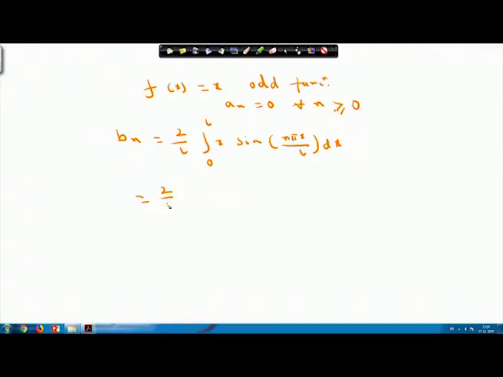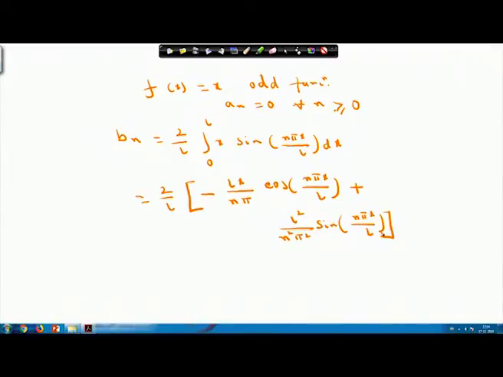If you evaluate the integral, this will be equal to 2 by L into [minus L x by n pi into cos of n pi x by L plus L square by n square pi square into sin of n pi x by L]. The limit will be from 0 to L.